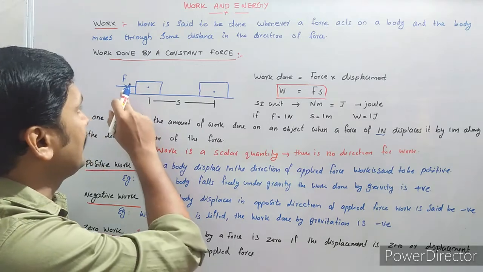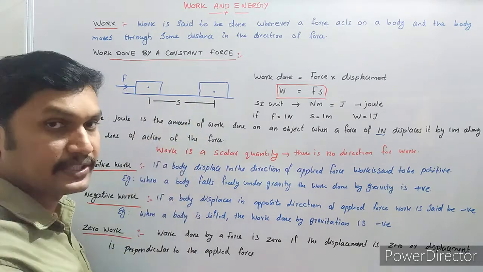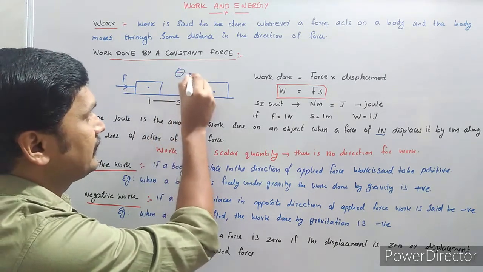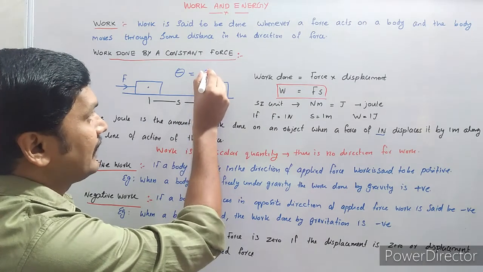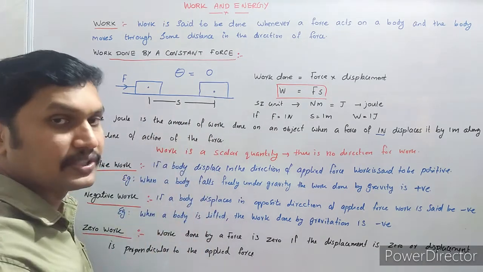The angle between the applied force and displacement is zero. Theta, the angle between the force and displacement, is equal to zero.